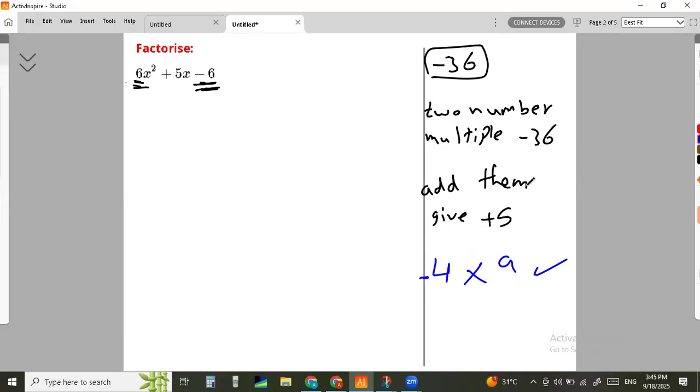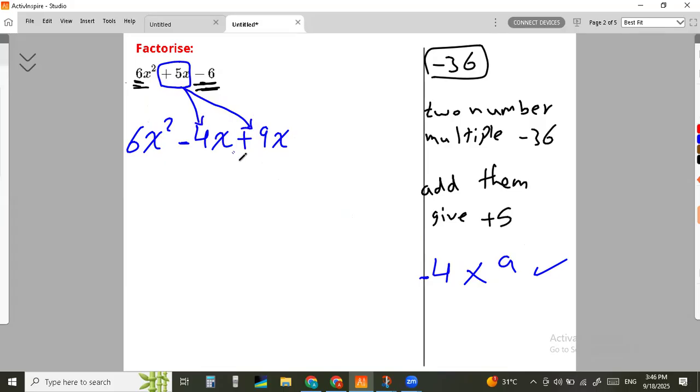So what am I supposed to do now, mister? What you're supposed to do is rewrite the same expression, but break the positive 5x. How am I supposed to break it? We will see right now. So 6x squared remains the same. Positive 5x will be negative 4x plus positive 9x. So the 5x, I broke it into negative 4x, positive 9x.